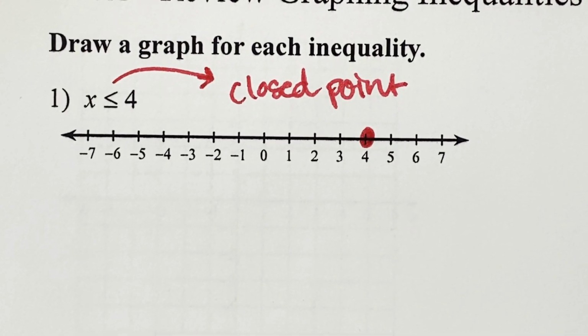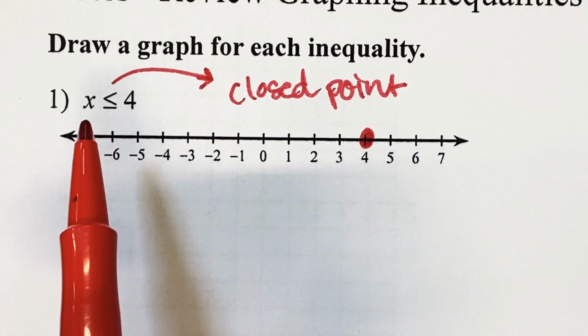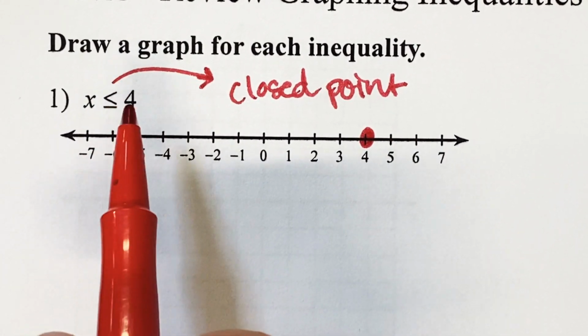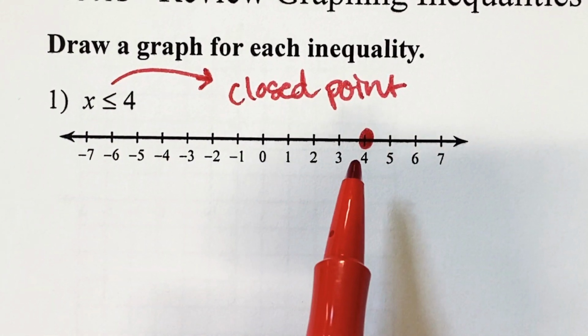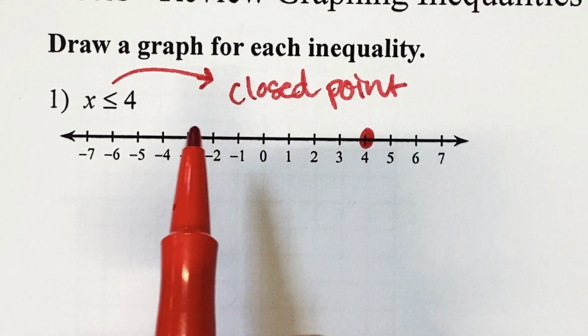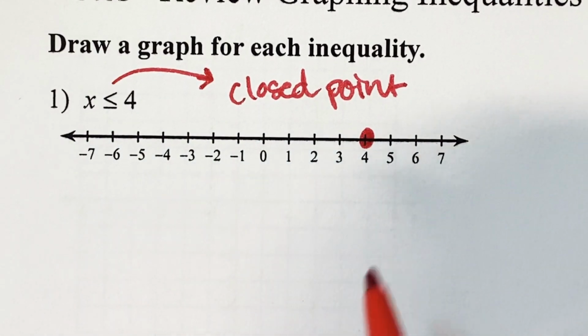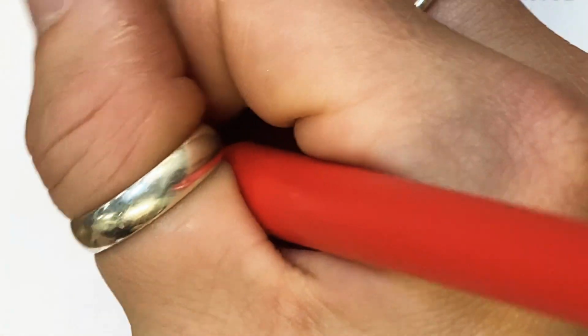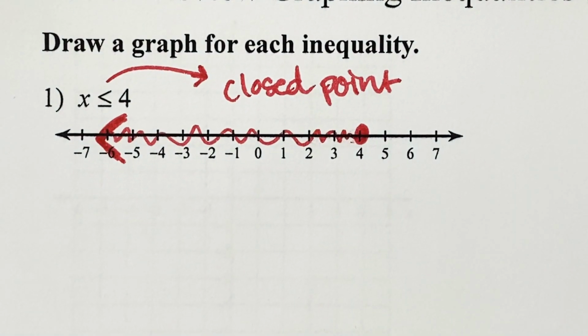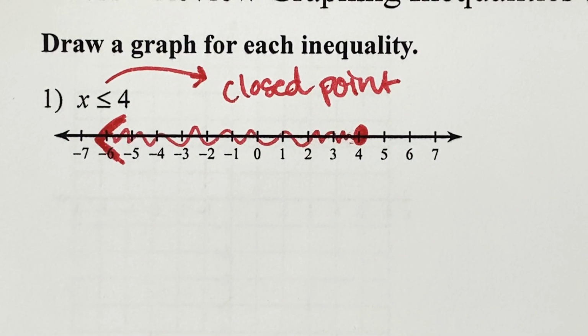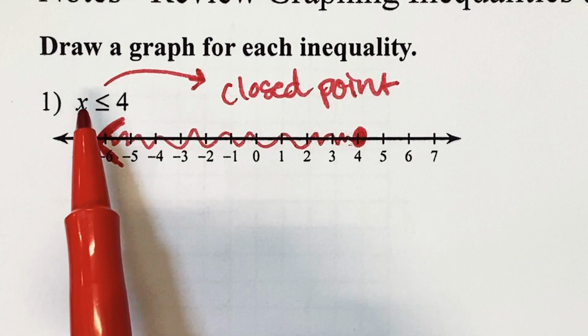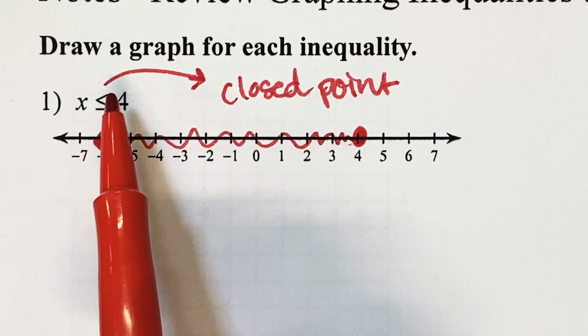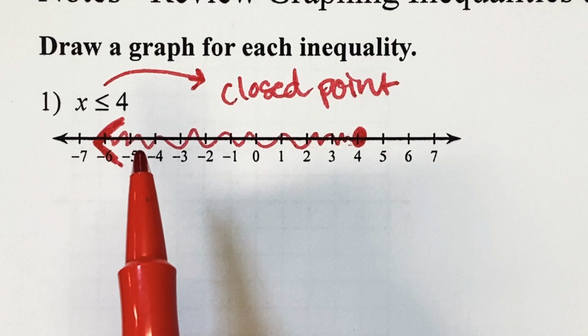And now we need to know how to shade it. Which way are we going to shade it? If this is saying x is less than or equal to 4, where are my numbers getting less than 4? To the right or to the left? To the left. Okay, they are getting less than or smaller as you go into the negatives, right? So you're going to shade to the left. You could also say that since my variable came first, my sign is pointing to the left, I can shade to the left.